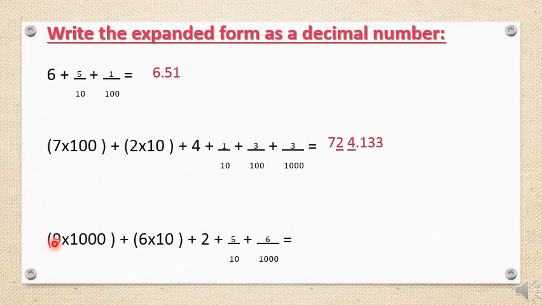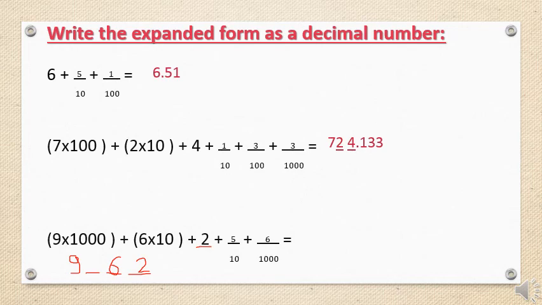Let's move to the last one. It's 9 times 1,000. So I'm going to write it like this. Write 9 and open 3 dashes after 9. This is 6 times 10. It's in the tens place. The first one is ones, the second one is the tens. So this is 6. And here we have 2 in the ones place.